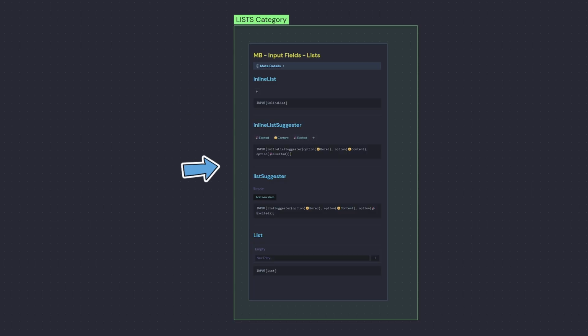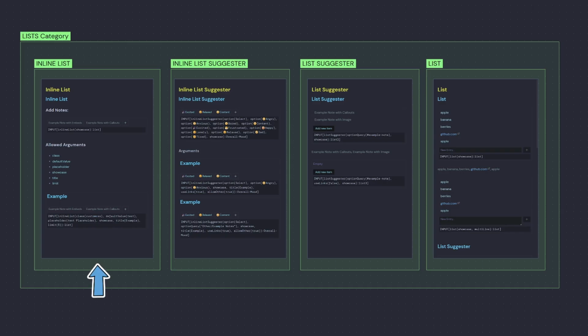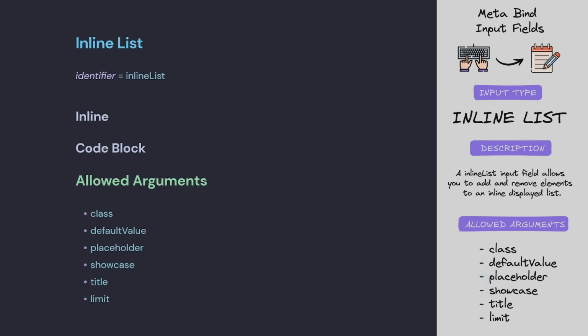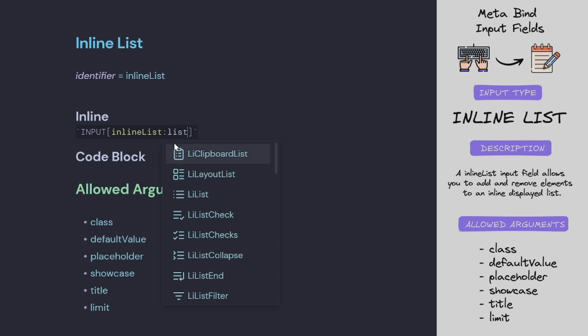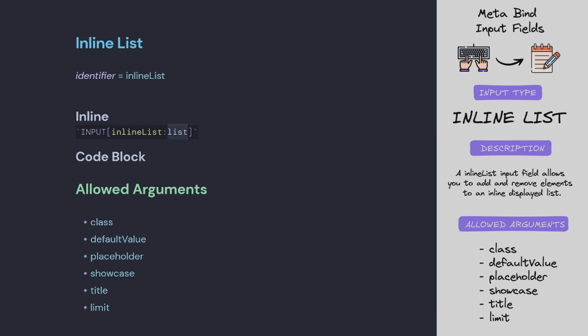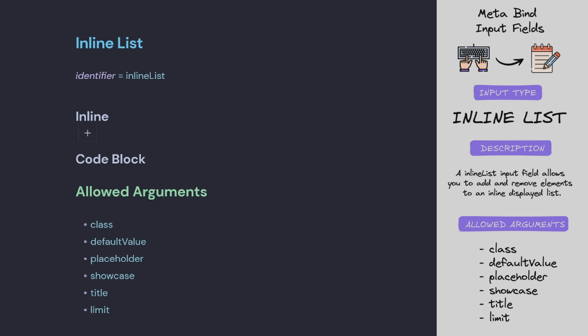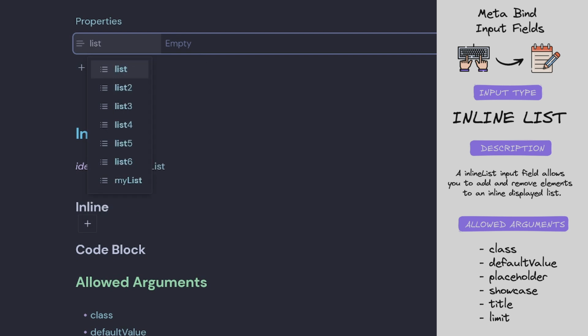List input fields. We'll now look at the list category, and this category is going to cover the input fields inline list, suggester, and lists. So we'll start with the inline list identifier, inline list. It supports inline and code blocks. So we'll start with our inline, then we'll add our identifier. We need to bind it to a YAML property. So we'll just bind it to list, go up to the top, put in our 3 lines, add list.